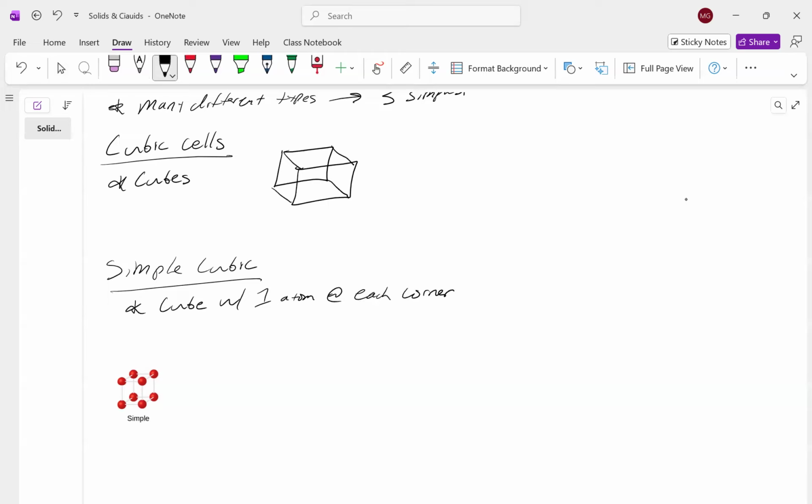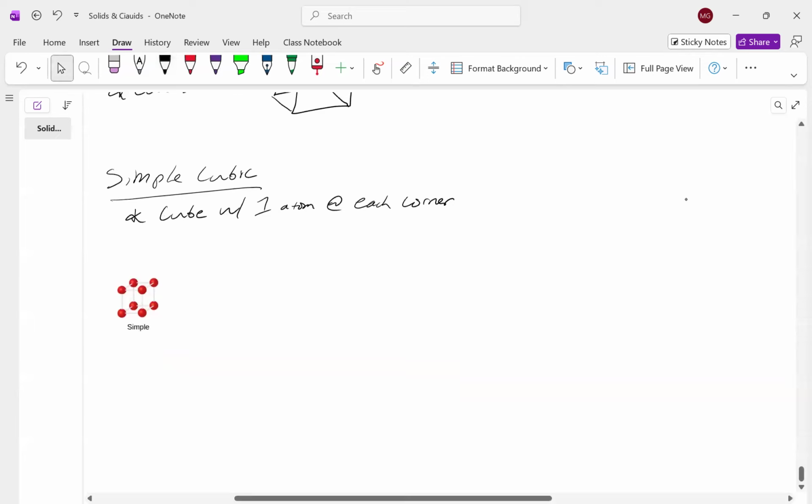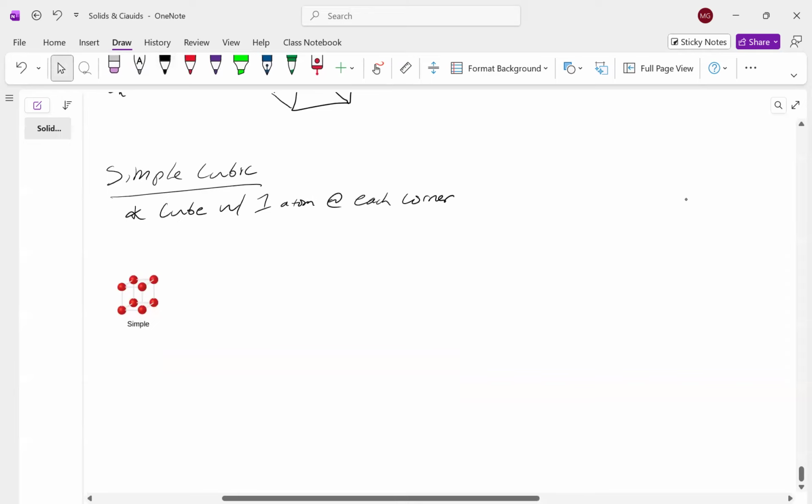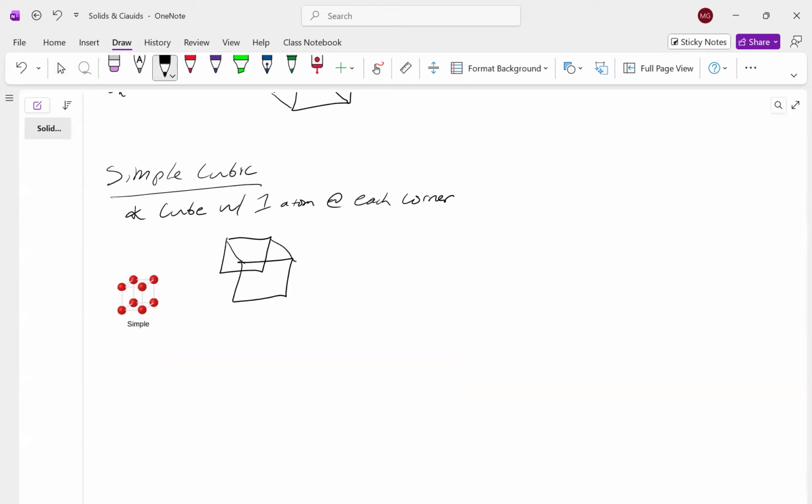Now, with these three types of cubic cells, there's some information that you're just going to need to memorize and know about them in order to characterize them. So if I were to describe a cubic cell, you should be able to put it into one of these three categories. So I'll draw it and then I'll show you the picture here. So let's draw a cube, and then at each corner is going to go an atom.